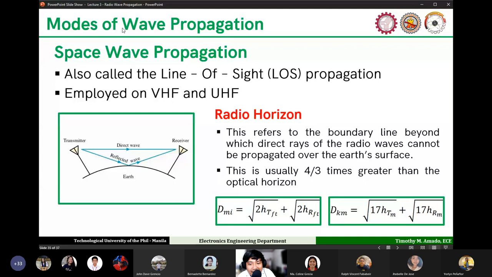Hindi unlimited yung range ng space wave natin. Okay? And that is also the reason why we use repeaters, ito yung sinagot ni Mr. Abelara kanina. Meron lang tayong distance na possible, so we will use repeaters to remedy that. Or if we don't want to use the repeaters, what do you think we should do? Kunyari, gusto mo bang mapa-extend yung distance niya? Tingin nyo, ano yung pwede natin gawin?